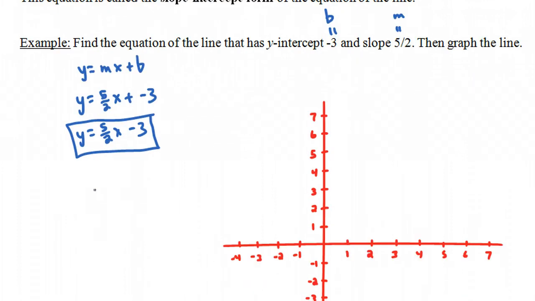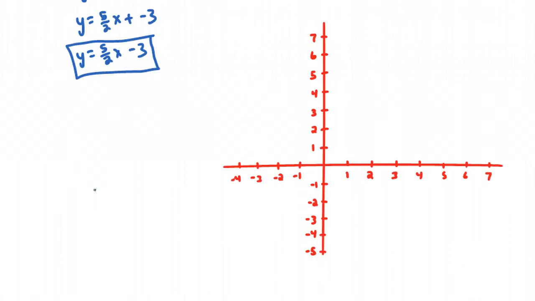Okay, now let's graph that line, y = 5/2 x - 3. And this is a very important skill that you should know how to do, to graph an equation that's in slope-intercept form, that's in the form y = mx + b. For this particular one, it has a y-intercept of -3. So that's always the first point that I plot, is the y-intercept. It's -3. The slope is 5/2.